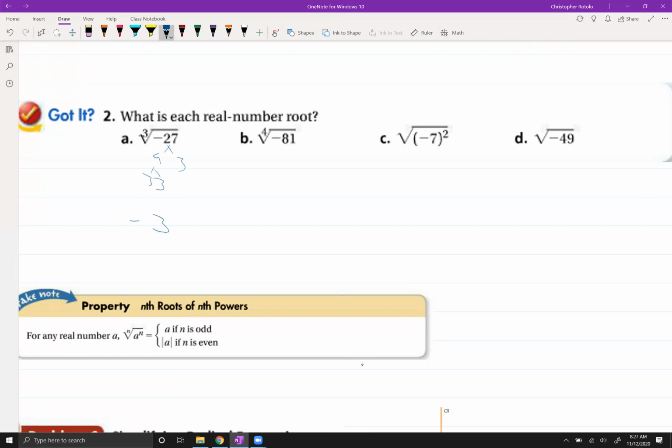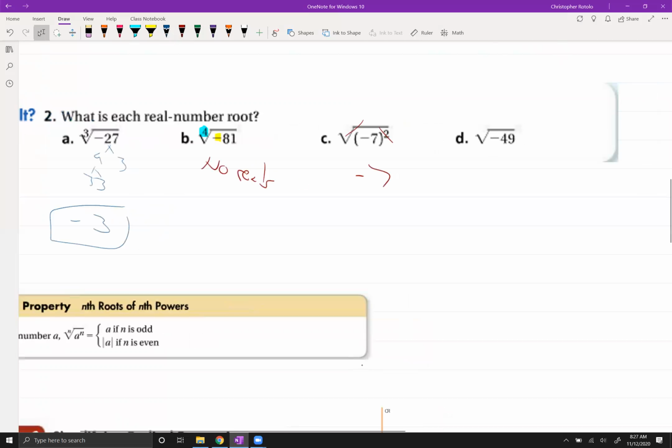Okay, so negative 3 becomes our final answer. And the next one, I see even and a negative. So I'm going to go straight to saying no reals. All right, in the next one, my square and square root cancel. So negative 7 it is.